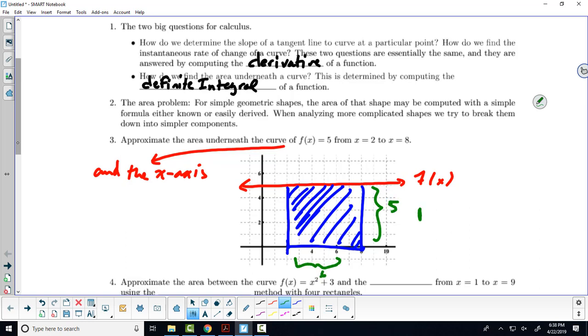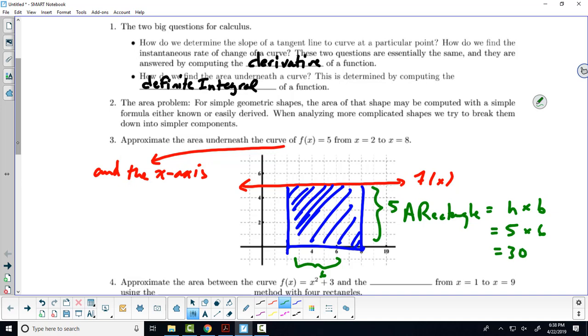And I want you to think of a rectangle as a base times a height. So the area of a rectangle equals a base times a height. Actually, let me just, for fun, change that around. Let's say height times base. Okay. So what was the height of this? The height of this was 5, and the base was 6. So the area is 30 square units.